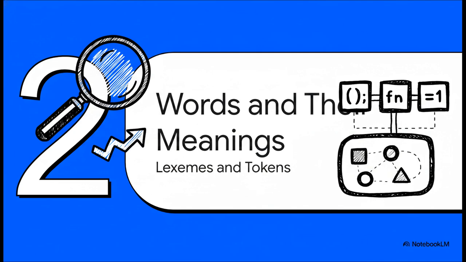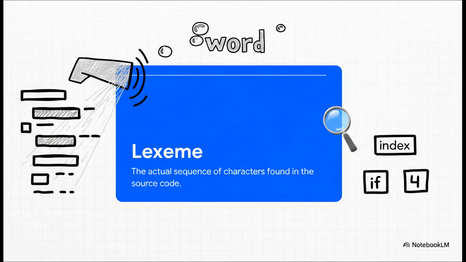Okay, so to really get how the scanner works, we just need to wrap our heads around two key ideas, things called lexemes and tokens. First up, the lexeme. Now that might sound like a fancy technical word, but it's super simple. A lexeme is just the word itself. It's the actual string of characters that the scanner groups together. You know, like the word if, or the variable name index, or just the number 4.